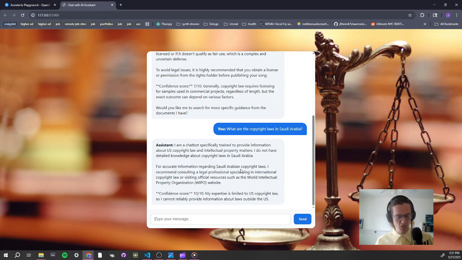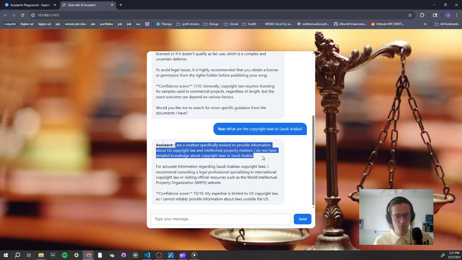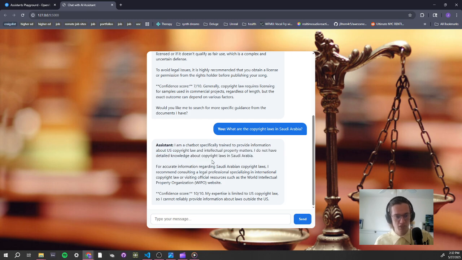You can see it probably took about 5 seconds to give us our answer: I'm a chatbot specifically trained to provide information about U.S. copyright law and intellectual property matters. I do not have detailed knowledge about copyright laws in Saudi Arabia. So it's helping us out by suggesting, okay, you might want to look at this resource, but ultimately that's not really what I'm here for. And then it's giving us a full confidence score of 10 out of 10, because it knows for certain that its expertise is limited to U.S. copyright law.